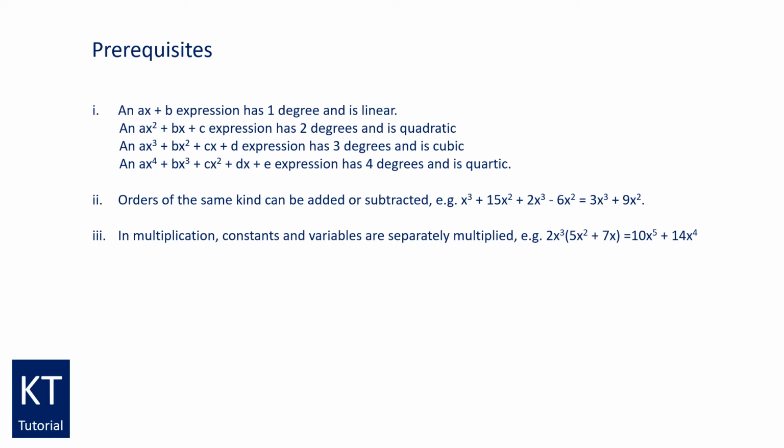And in the case of multiplication, its constants and variables are separately multiplied. As in the example, 2 will multiply by 5 to form 10, and separately the x cubed will multiply by x squared to form x to the power of 5, and so on.